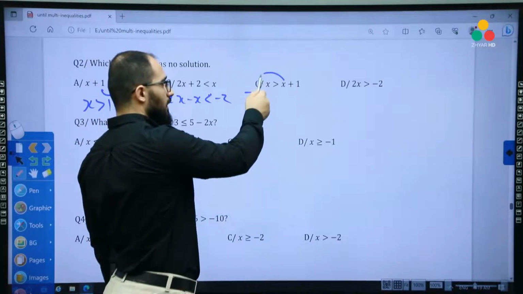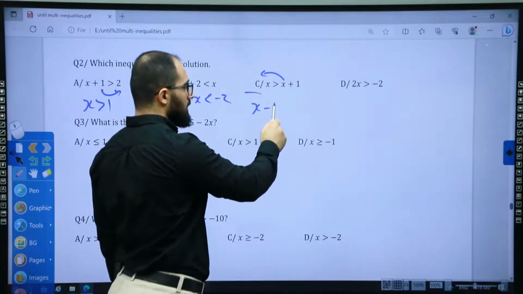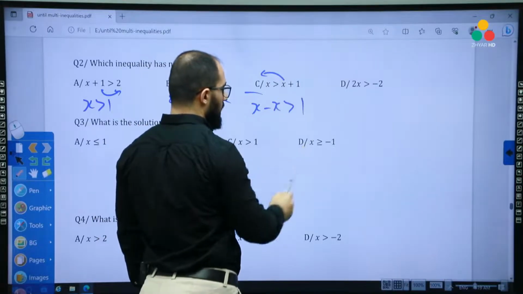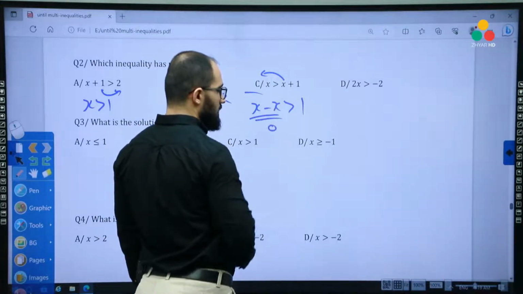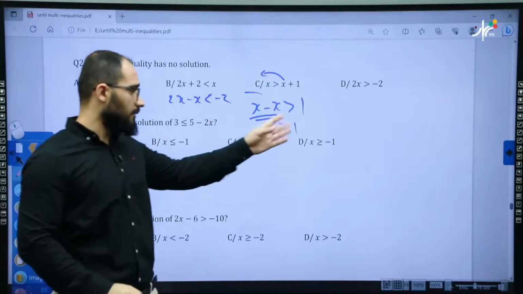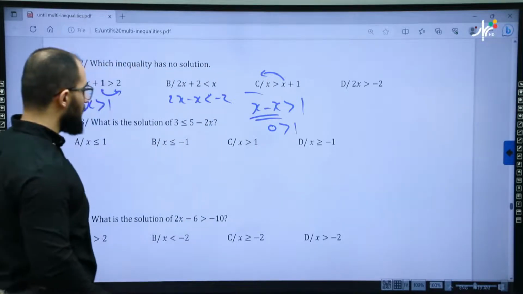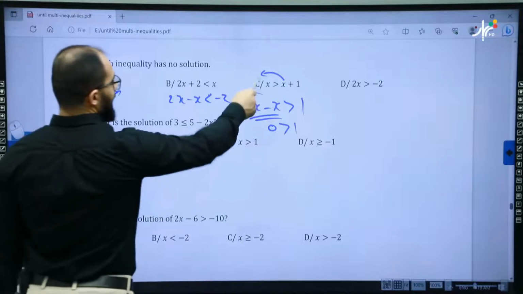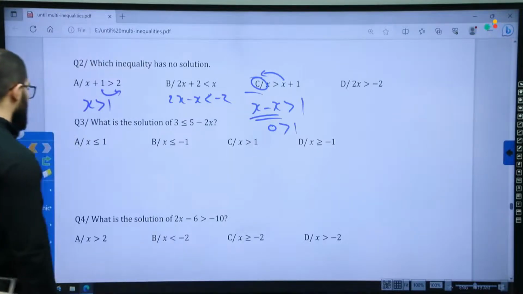Because if you move x to the other side, it's going to be x minus x greater than 1. x minus x is 0, greater than 1. And it is impossible. 0 is greater than 1, it is impossible. So C has no solution.